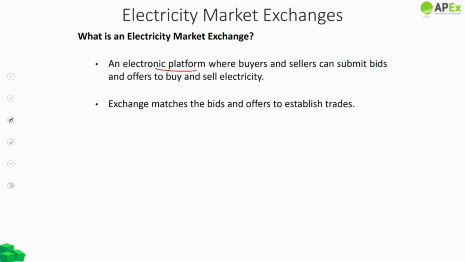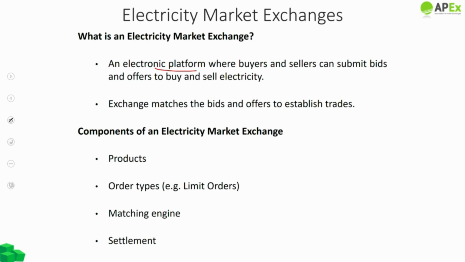A modern exchange is a dynamic electronic platform where bids and offers are made and trades are established. Here is how it works. Participants, both those looking to buy and sell electricity, submit their bids and offers through this platform. Think of it as a virtual marketplace where these bids and offers are like price tags on products. The exchange then plays the role of a matchmaker, pairing up compatible bids and offers to establish trades.